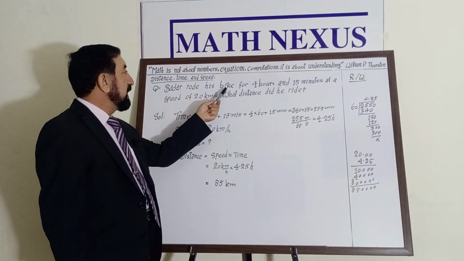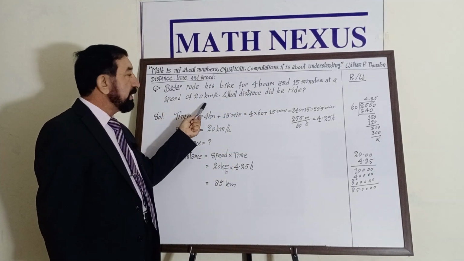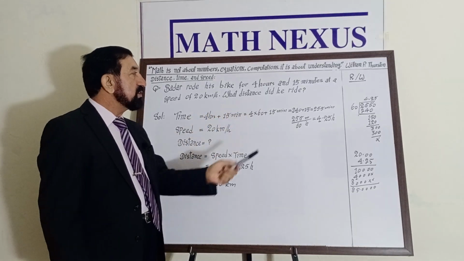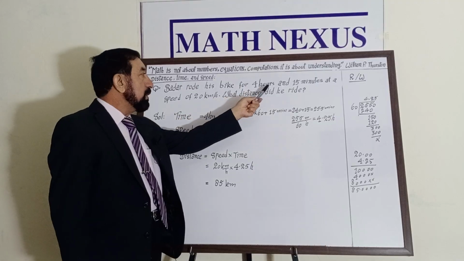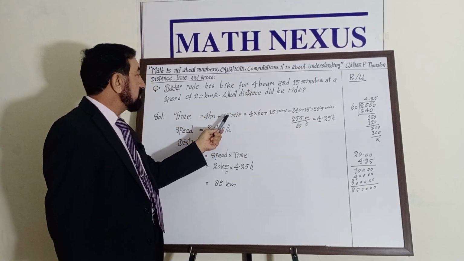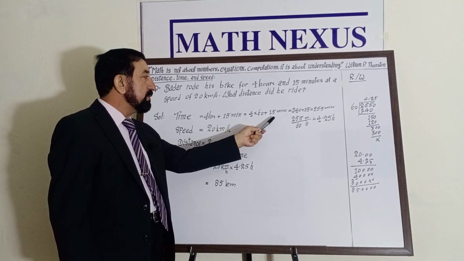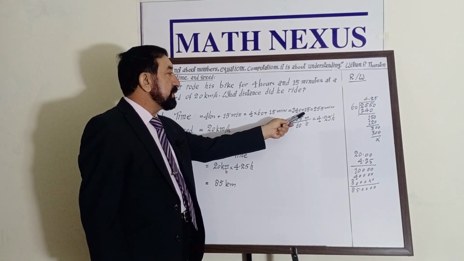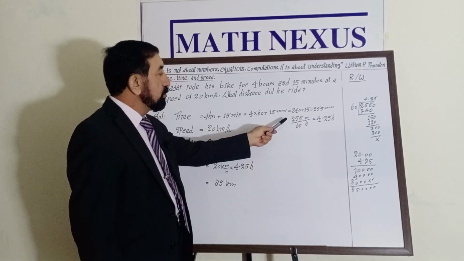Badr rode his bike for 4 hours and 15 minutes at a speed of 20 km per hour. What distance did he ride? Time is given as 4 hours 15 minutes, which is 4 hours plus 15 minutes. This is equal to 4 into 60 plus 15 minutes, which is 240 plus 15, equal to 255 minutes.